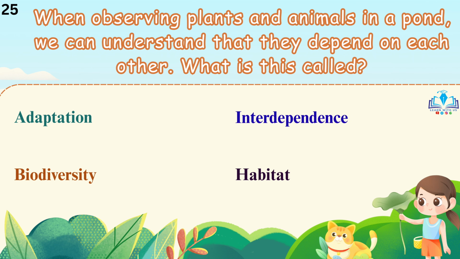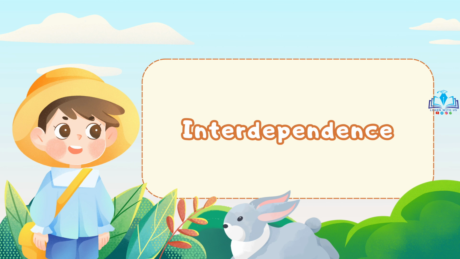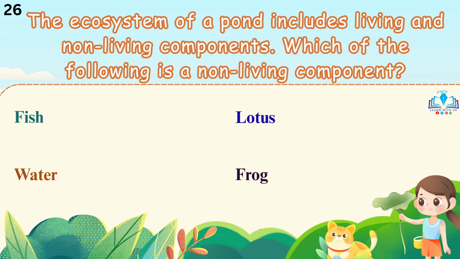Question 25. Observing plants and animals in a pond, we can understand that they depend on each other. What is this called? A. Adaptation, B. Interdependence, C. Biodiversity, D. Habitat. Answer B. Interdependence.